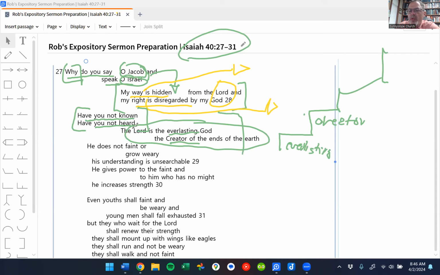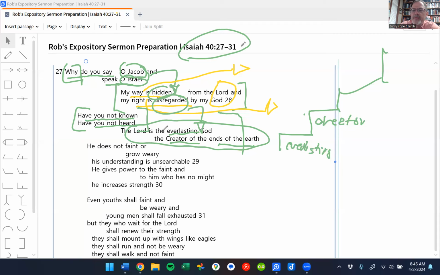So what the prophet is doing is reminding the people that even though it seems as if their way is hidden and their right is disregarded, it's not actually true. Objectively, it's not true. What we're seeing here is that, no, the Lord is the everlasting God. He's the creator of the ends of the earth. And of course, ends of the earth is a way of talking about the totality of the entire universe. It's a way of reminding us that God is sovereign over everything.